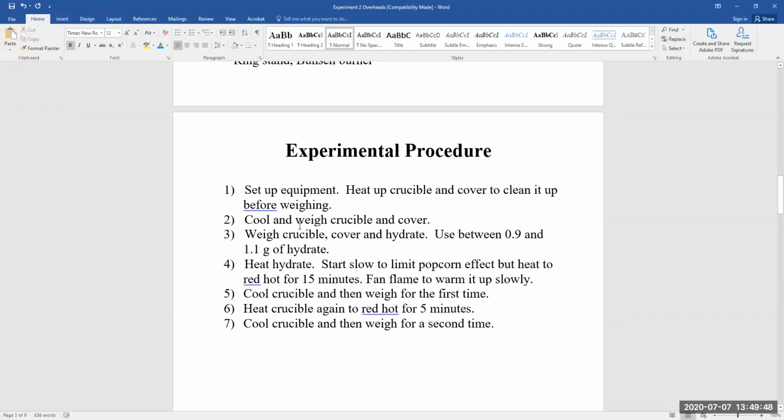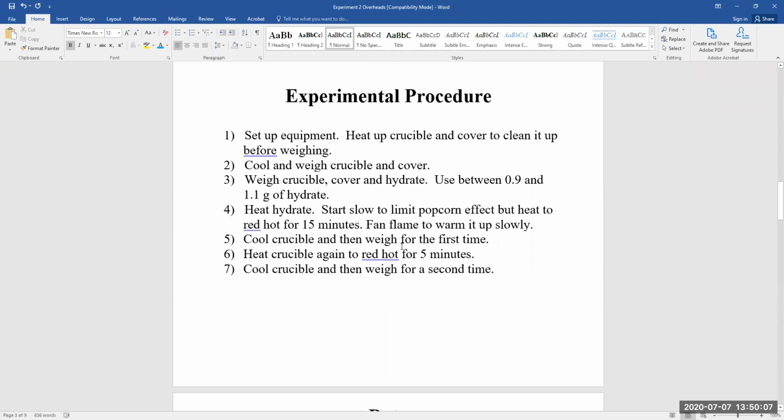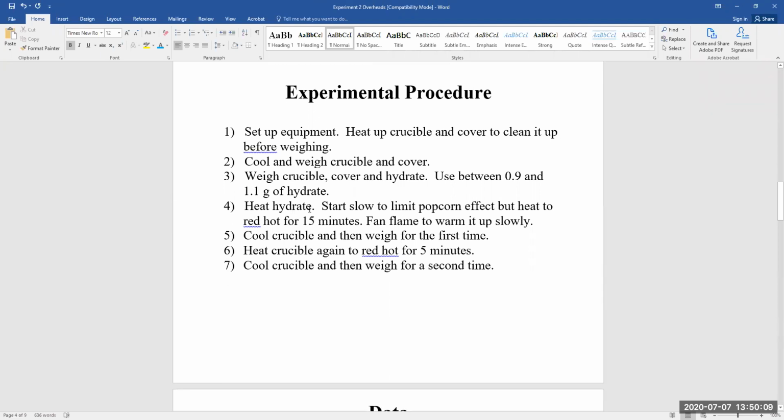So you then weigh the crucible and cover once cooled, and then you start adding hydrate so that you have between 0.9 and 1.1 grams, and you weigh it again. Clearly the difference between these two values gives you the weight of the hydrate. So that's where you're getting that first value for the weight of the hydrate. You now get to heat the hydrate in the same experimental setup. You do want to start heating it slowly. You want to fan the flame to warm it up slowly.